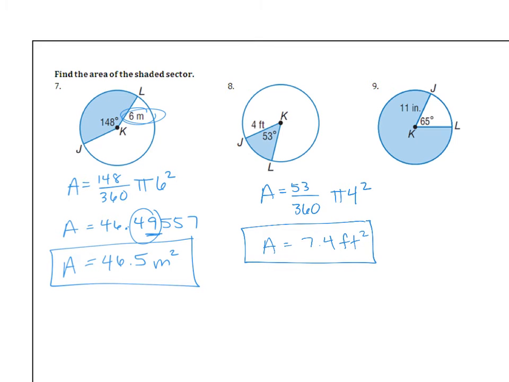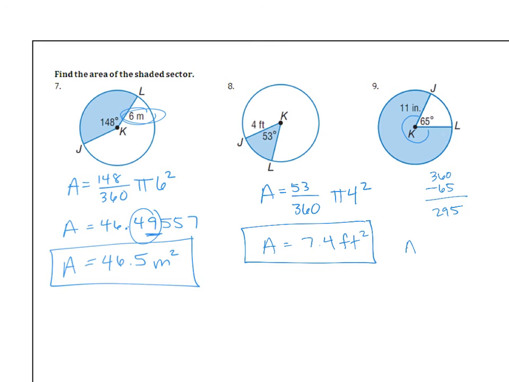Number 9, find the area of the shaded sector. So it is not the sector with the 65-degree angle, it's the rest of the circle. So you need to figure out how many degrees is the rest of the circle. So 360 minus the 65 leaves us with 295. So that's the measure of that sector in degrees.